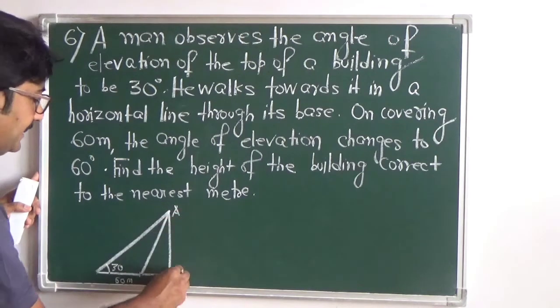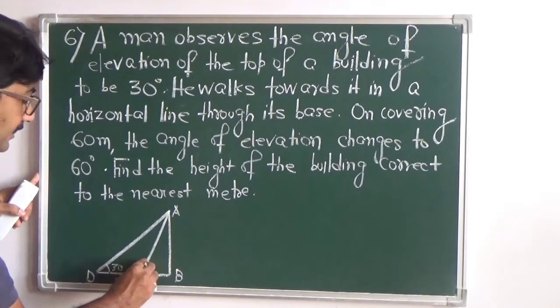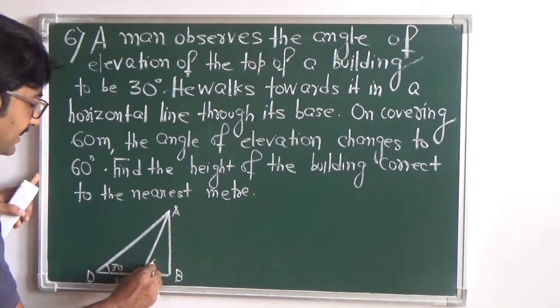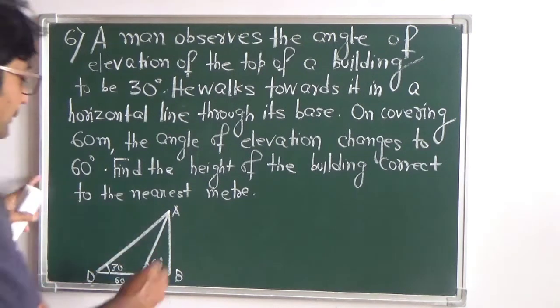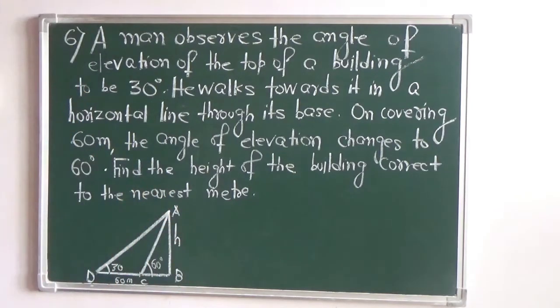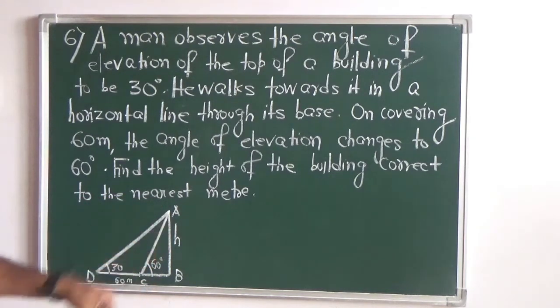If we name it as A, B, C and D, then DC is 60 meters, and here again he looks at the point A, and this time the angle of elevation is 60 degrees. We have to find the height of the building. Let this height be H. So this is the diagram. This is the building. The person is at the point D. When he looks at the point A, the angle of elevation is 30 degrees. Then he moves 60 meters towards the building, and from there when he observes the point A, the angle of elevation is 60 degrees. We have to find the height of the building, that is H.